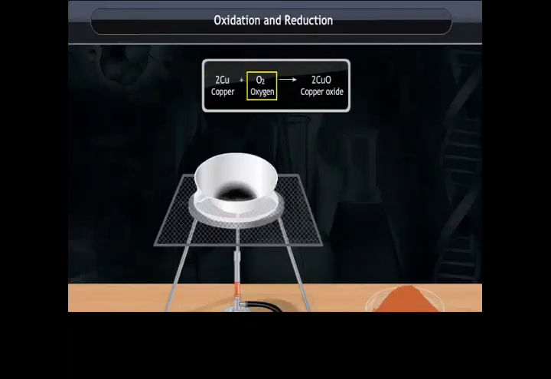Copper powder gains oxygen. Thus, it gets oxidized to form copper oxide when heated. This process is called oxidation.